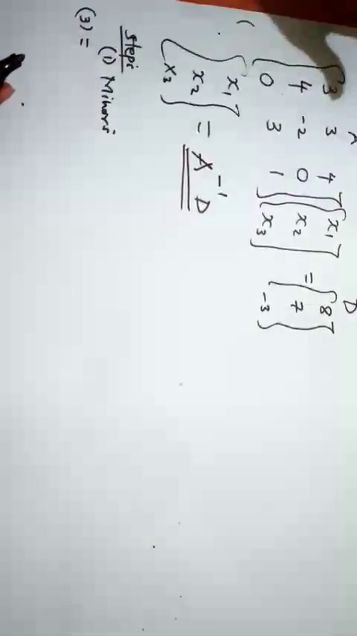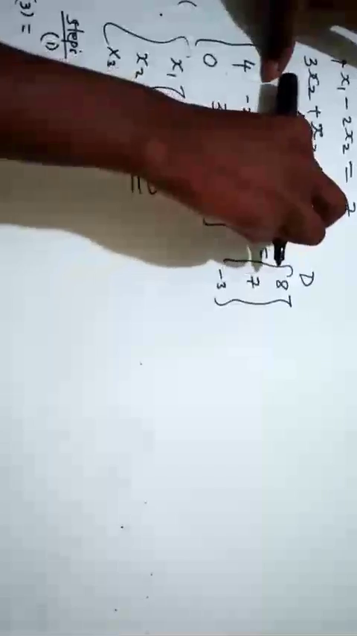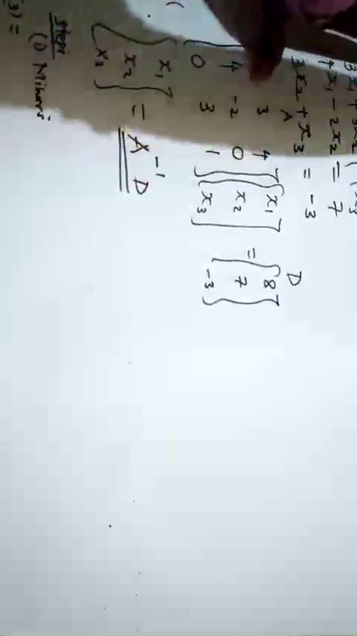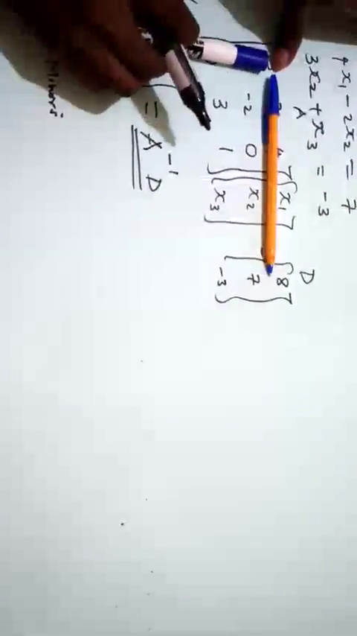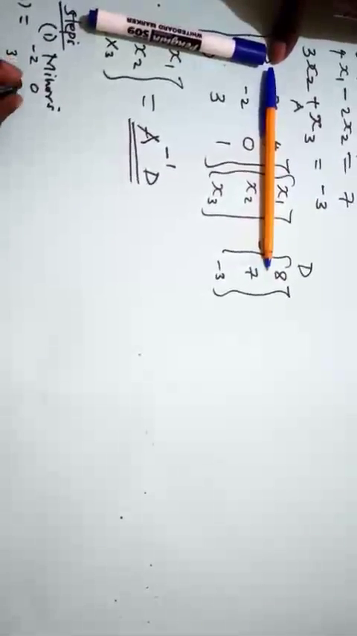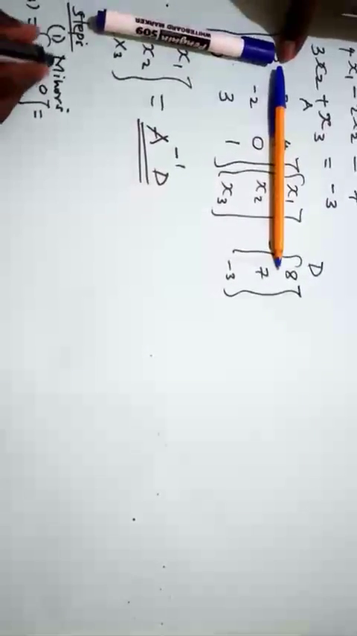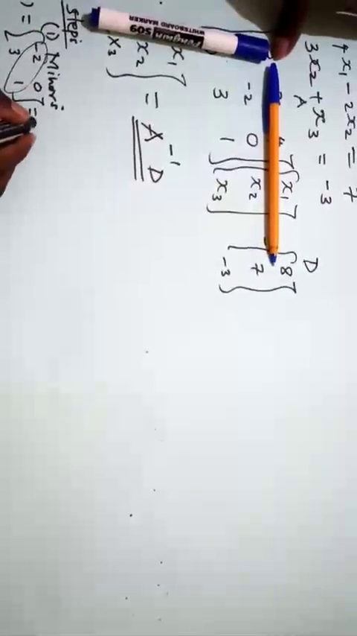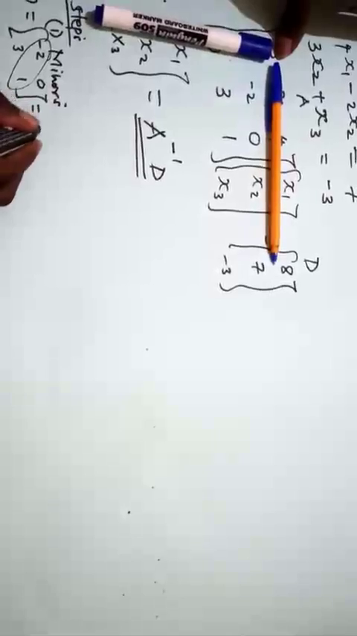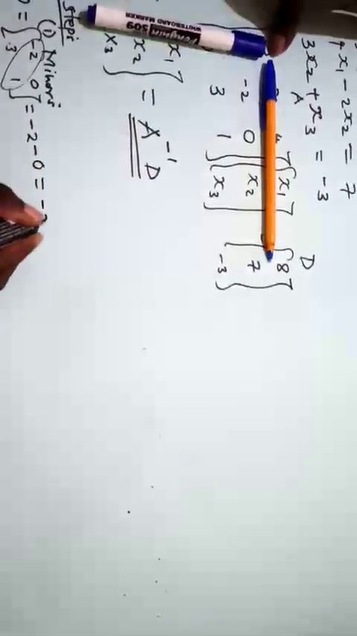For 3, the minor, we stand at 3. When you stand at this 3, we are going to assume we don't see what we normally assume. When you are looking for the minor for 3, you don't see this, as well as you don't see this. So for the minor for 3, we are going to have negative 2, 0, 3, 1. Then you find the determinant for this, which is going to be negative 2 times 1, that is negative 2. Then you are subtracting 3 times that is a 0, so it is going to be negative 2.